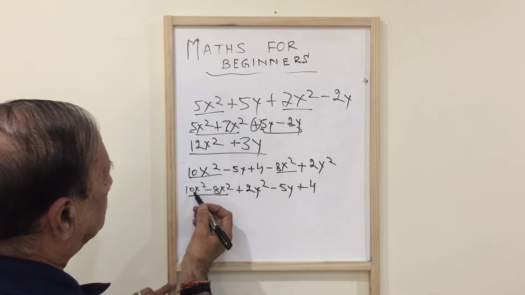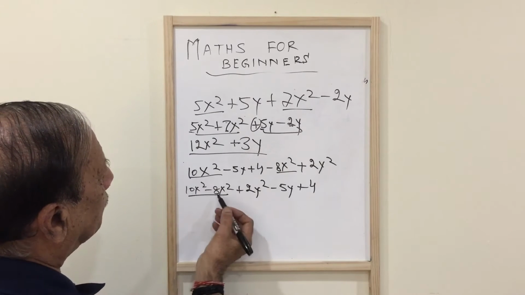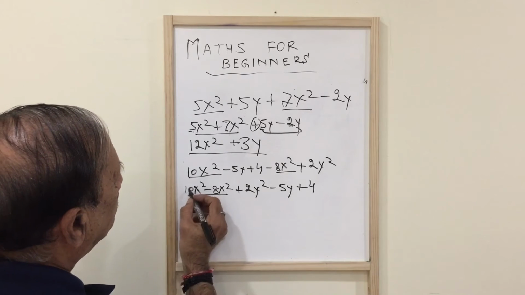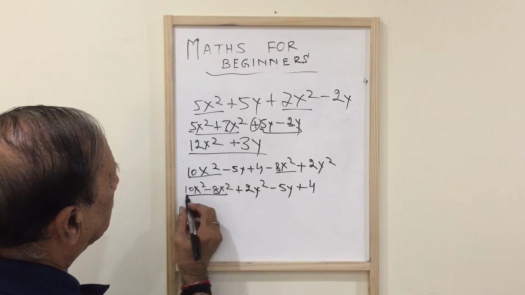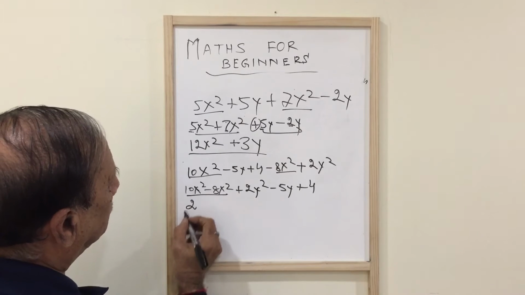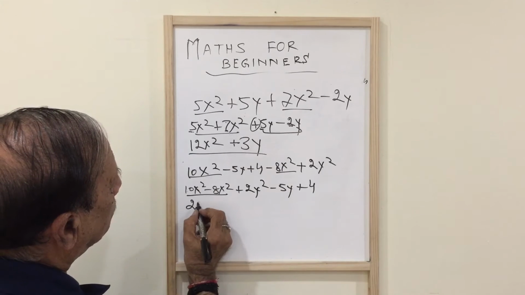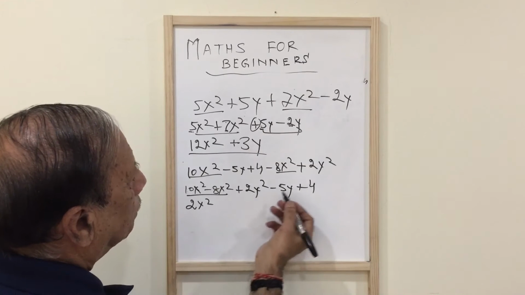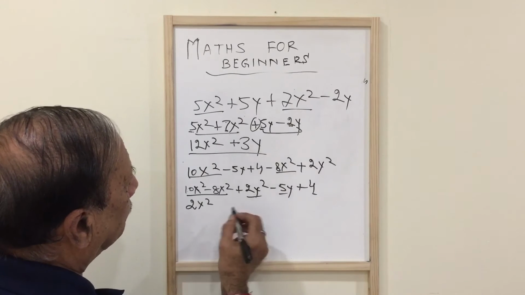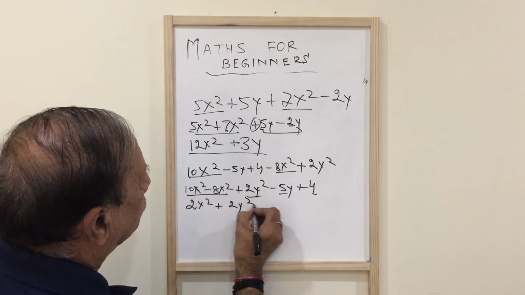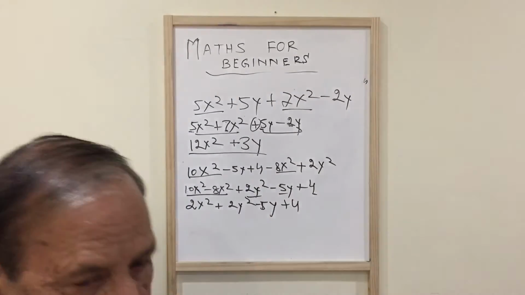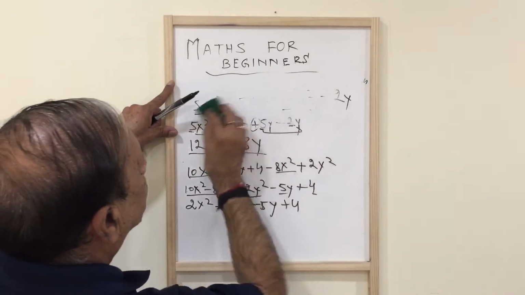So in this term, coefficients are 10 and minus 8, and x squares are the same variable. So you have to subtract 8 from 10 because 10 is bigger, so with the bigger sign, which is plus, it's 2x square, it will come here. And there is no similar term over there from which we can subtract or add anything. So we will write it like that only, 2x square minus 5y plus 4. So this is how you can solve it.